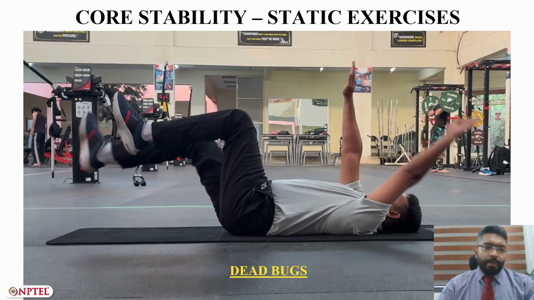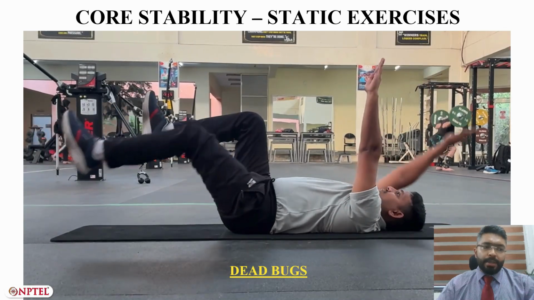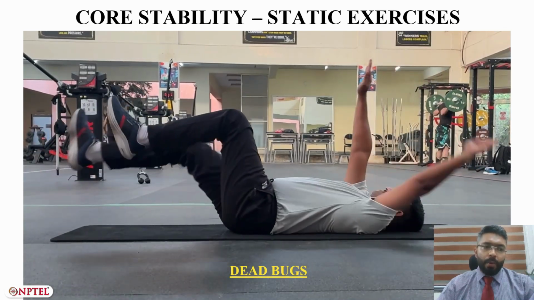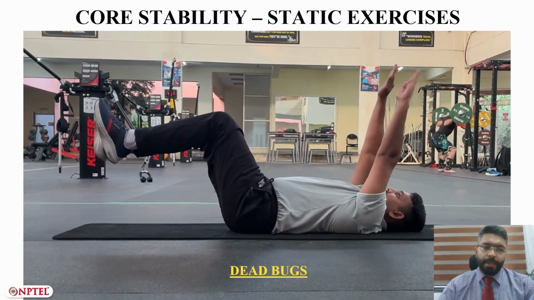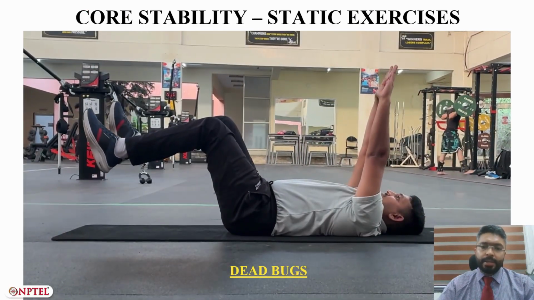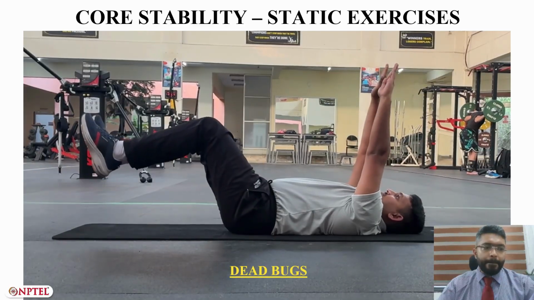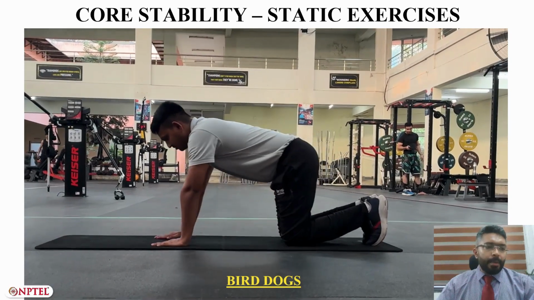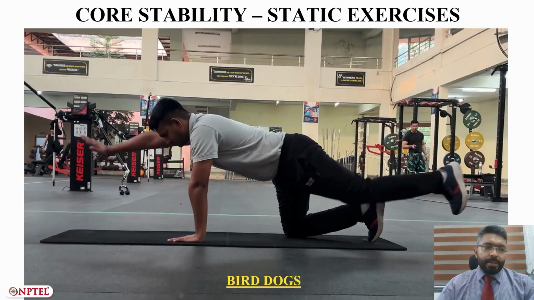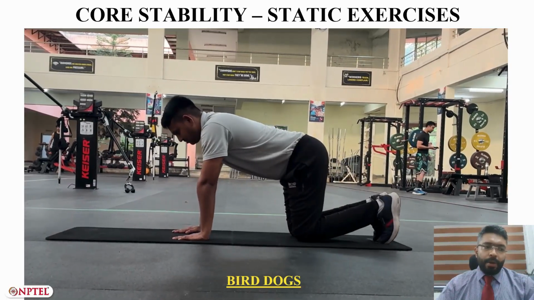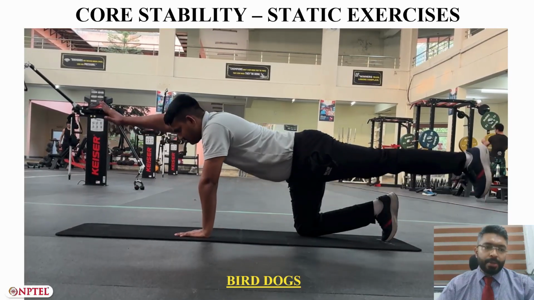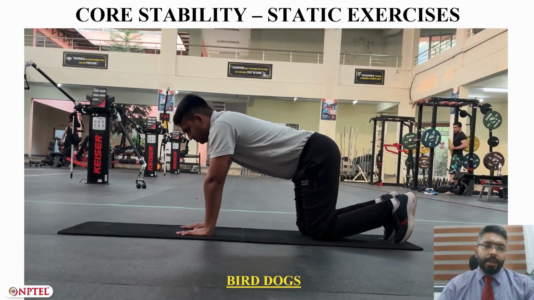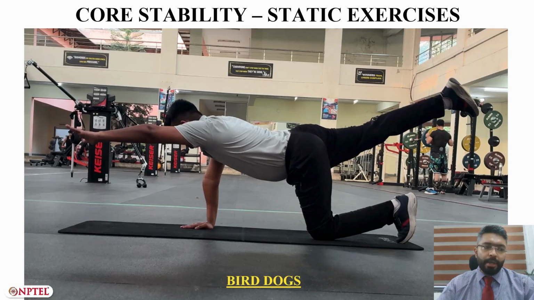Coming to dead bug exercises, this is a supine lying core control exercise where opposite arm and leg are extended while maintaining core activation against the floor. The bird dog exercise. It's a quadruped exercise where you start in the tabletop position and the opposite arm and leg are extended outwards, promoting trunk stability, balance, and hip control.